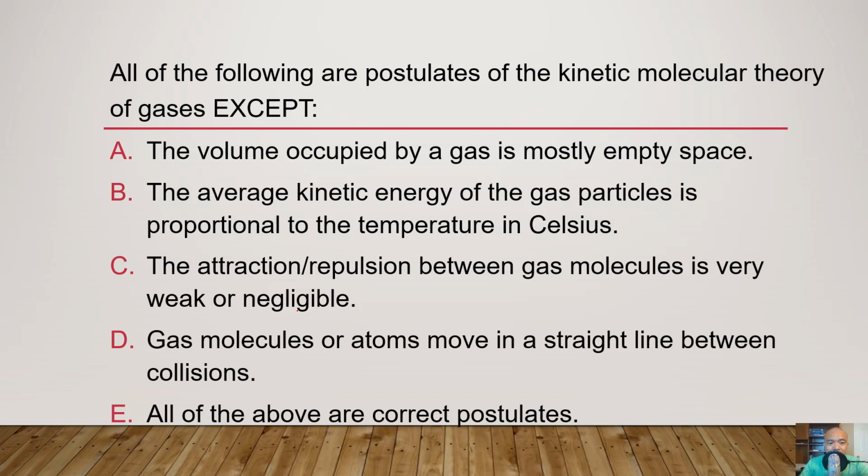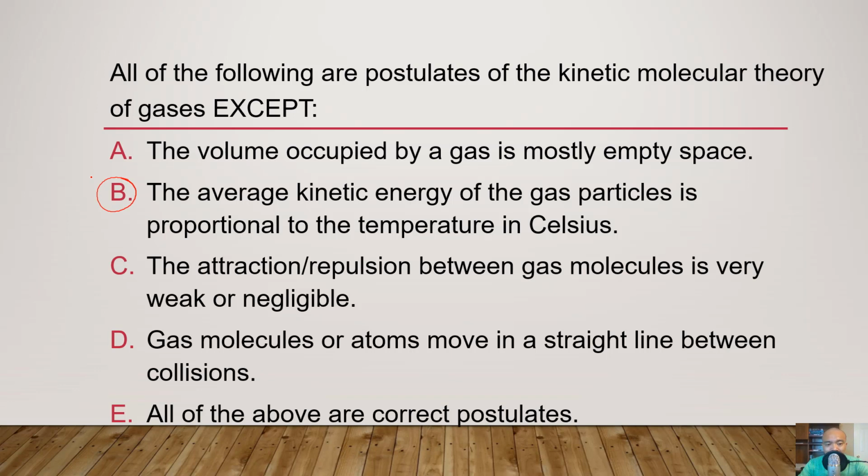Let's look at a few questions. All of the following are postulates of the kinetic and molecular theory of gases except: A, the volume occupied by a gas is mostly empty space. This is correct. According to kinetic molecular theory, gas molecules are considered as sizeless points. B, the average kinetic energy of the gas particles is proportional to temperature in Celsius. This one is misleading. The average kinetic energy of gas molecules is proportional to the temperature in the Kelvin scale. So B is wrong. So B is the answer that we pick.